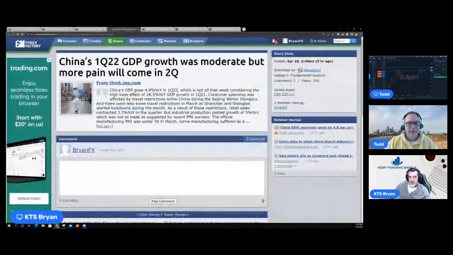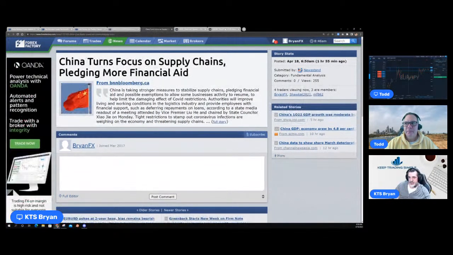That'll drive Twitter. We had some data out of China. I think it's important to mention that China's GDP numbers came in at only 4.8. And it's interesting. They're saying it's not all weak, considering that last year they were having all the Olympics boom and everything like that. But the big headline for them right now is that China's starting to focus on their supply chains.